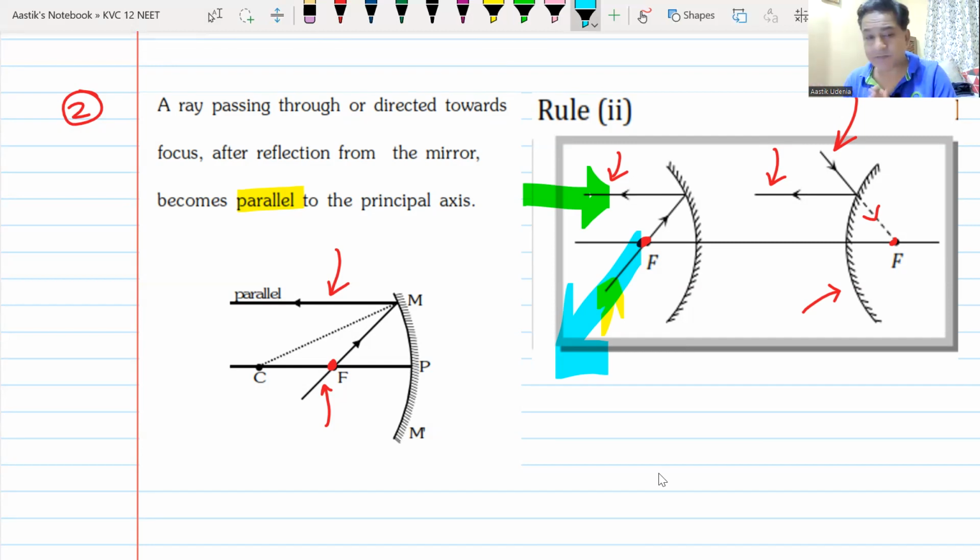Have you noted down rule number 2? Yes or no, my dear friends? Okay. Since you have noted down rule number 2, I'll just give you a snapshot of rule number 1.